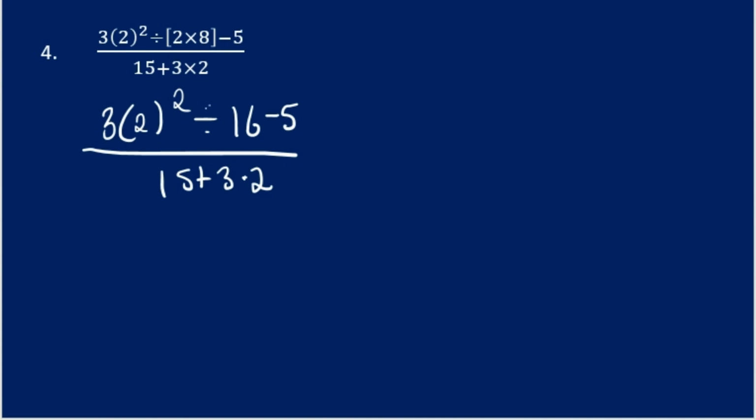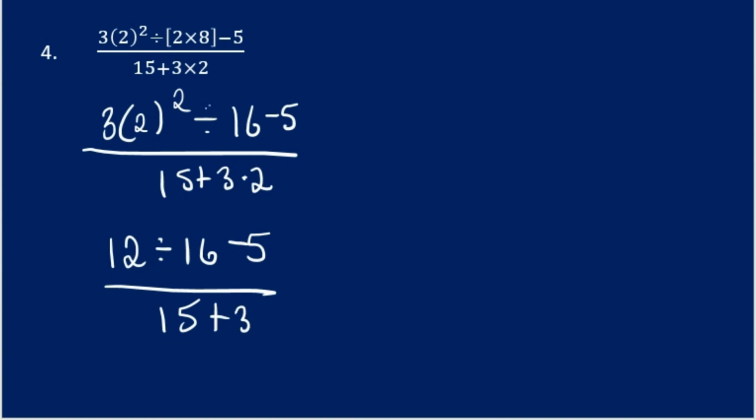So that's going to be 2 squared, and 2 squared is going to get 4. And now we're going to have to multiply 4 to 3, and that's going to give us 12, divided by 16, minus 5, divided by 15 plus 3 times 2. Okay, now we're going to first have to do this part.